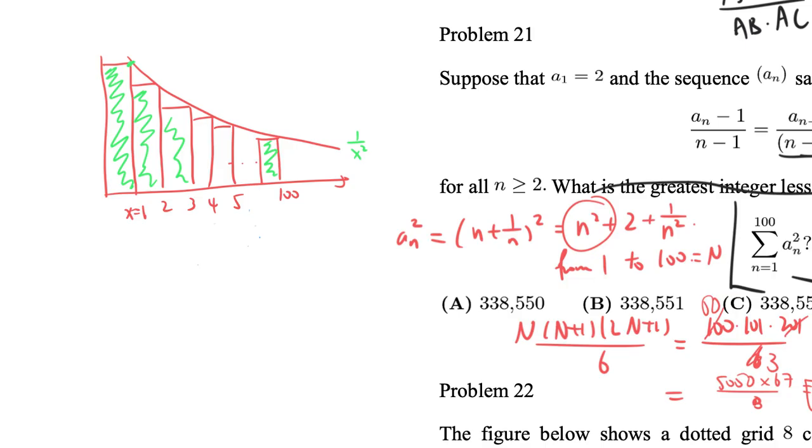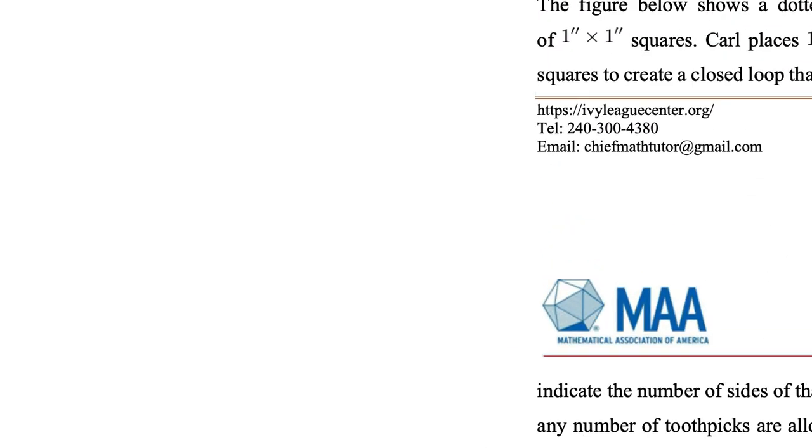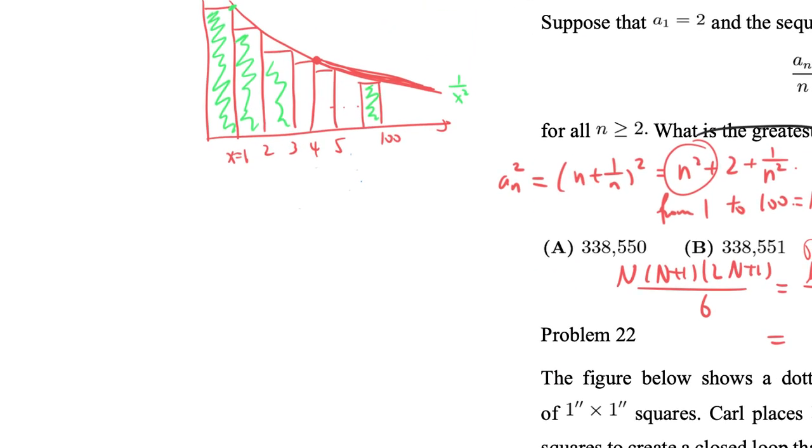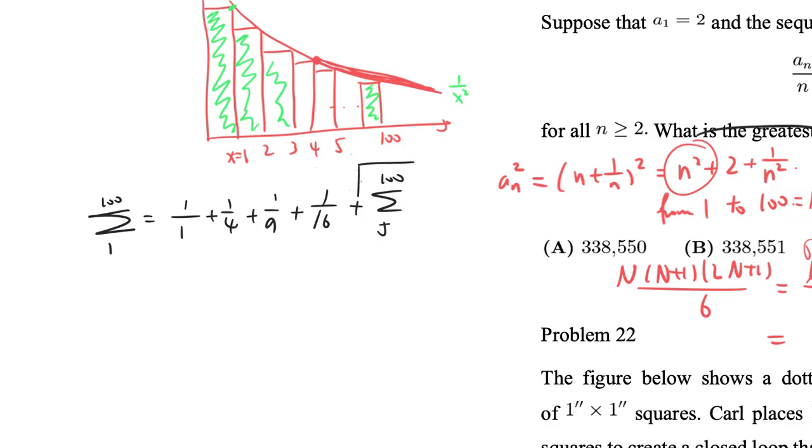We can go like, okay, let's say starting from n equals 5, I want to approximate that part with an integral with this line. So if I were to write that down, the summation that I want is equal to the first term plus the second term plus the third term plus the fourth term, plus from 5 to 100. And this part I want to approximate with an integral.